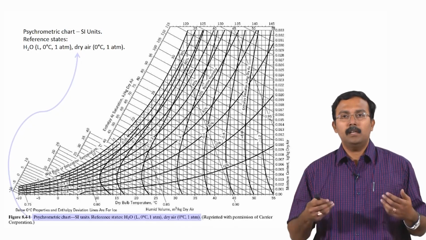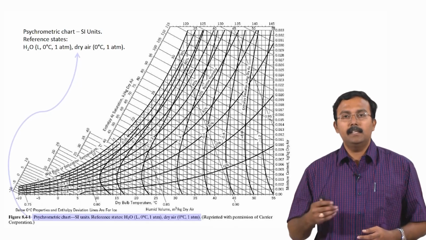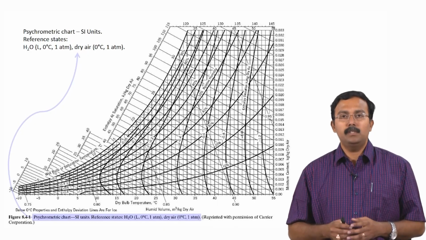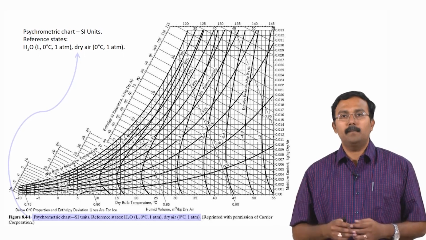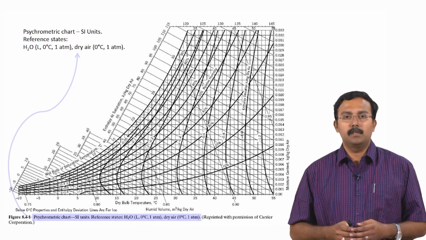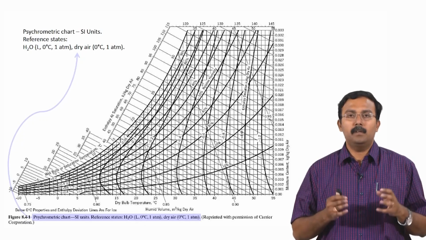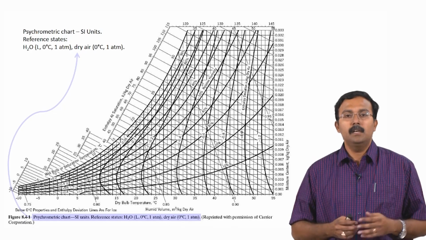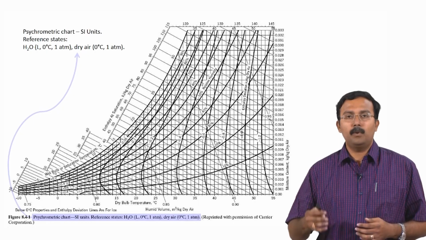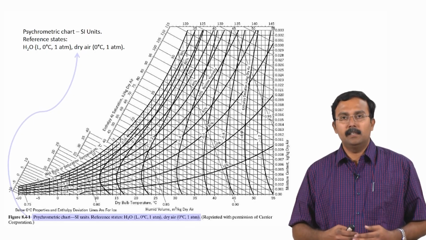Although many databases might currently be available from which you can select these data, it is important to learn how to use these psychrometric charts, as these have been traditionally used in chemical and biochemical industries for air water systems. This particular chart has been obtained from your textbook, Felder-Russo 3rd edition, and this is figure 8.41, which is in SI units. The reference states are clearly mentioned at the bottom.